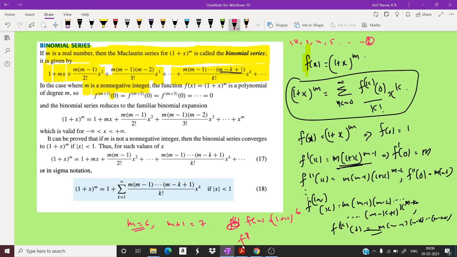Then what will be the seventh derivative of this function? Anybody? f of x equal to (1+x) all raised to 6. Then what will be its seventh derivative? Anybody?